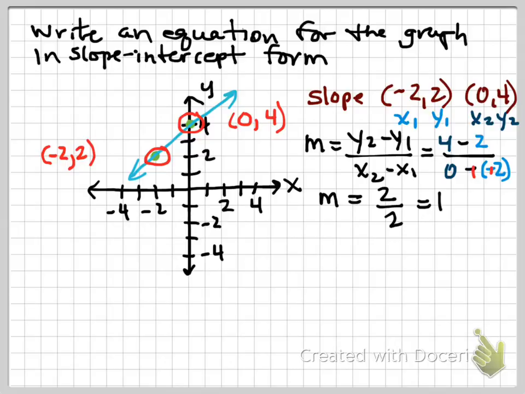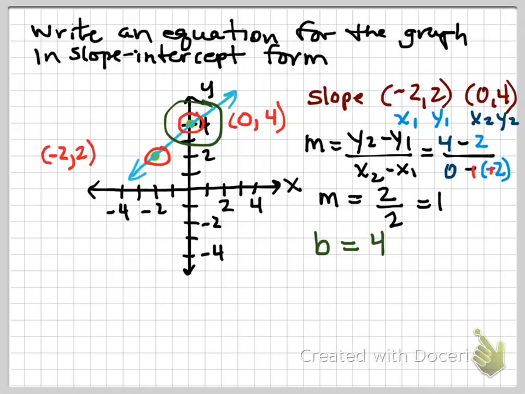All right, so right now we've got half of what we need. Second thing we're going to do is identify our y-intercept. Where does our line cross the y-axis? Yeah, crosses it right here at 0, 4. Now I don't need to know the coordinates, I just need to know the y value. So the y value is simply 4.